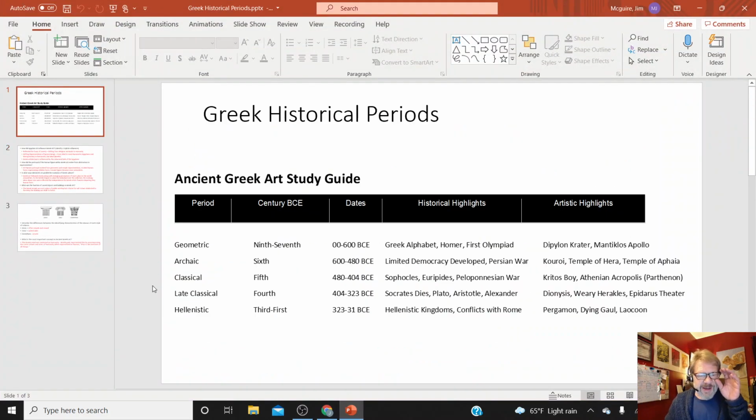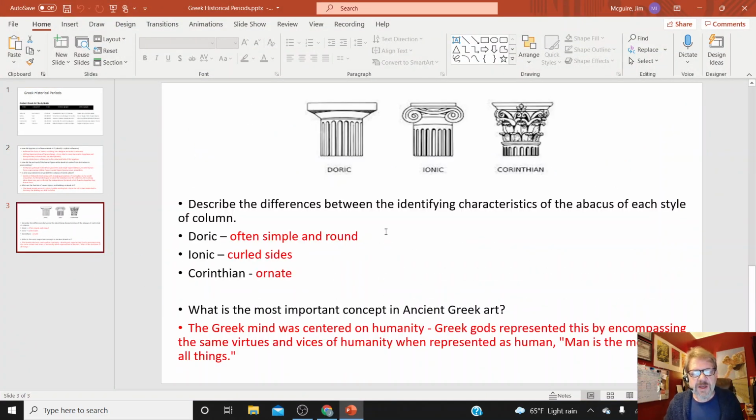So when we look at what the difference is between those columns, Doric, Ionic, Corinthian, and we're going to be talking more about the time periods that they represent in just a second. When we were in school, they would always say Doric, Ionic, Corinthian, and just kind of identifying that Doric often had a very simple round abacus or the cap to their column.